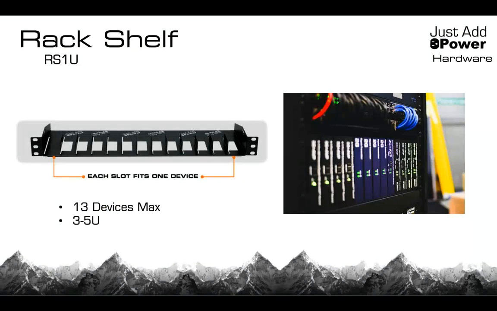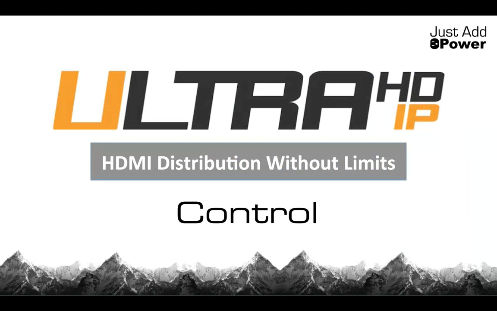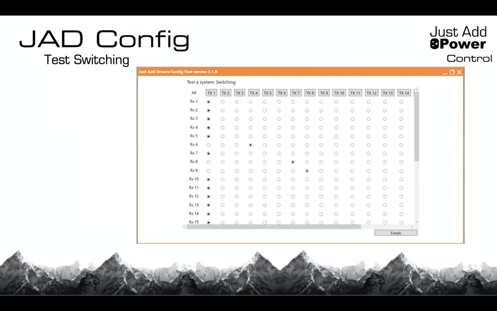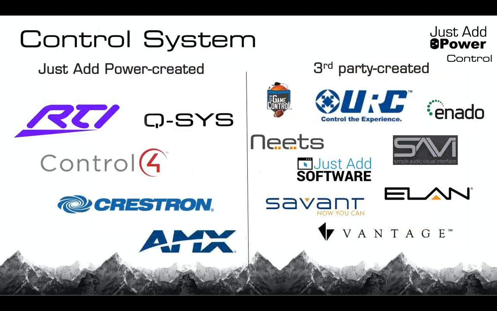Our last accessory is our rack shelf, which looks like this. It lets you vertically stack up to 13 units in one width and anywhere from 3 to 5 units high, based on which device you're using from us. As far as control goes, real quick, we can test control through our software or, like you saw, through a web interface as well.